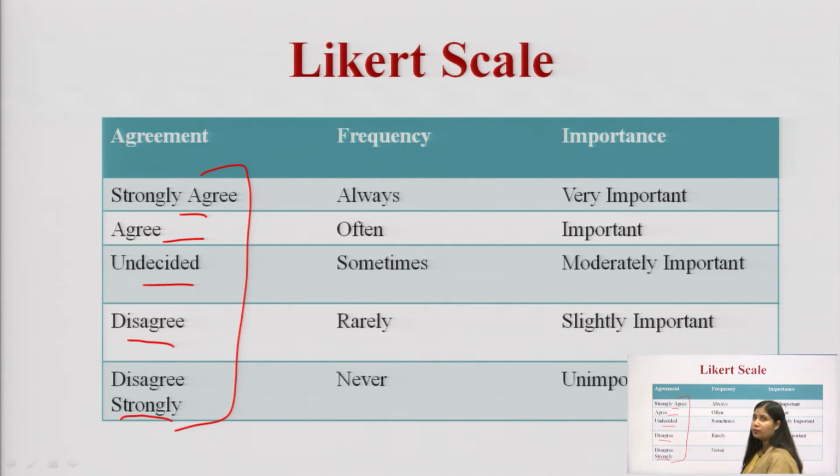But when we talk about frequency, suppose you are asking the question, how frequently do you purchase a product online? So here we are talking about frequency. In this type of question, what responses can you give? Always, often, sometimes, rarely and never. Never means you will never purchase a product online. Always means most of the time you are purchasing products from online services.